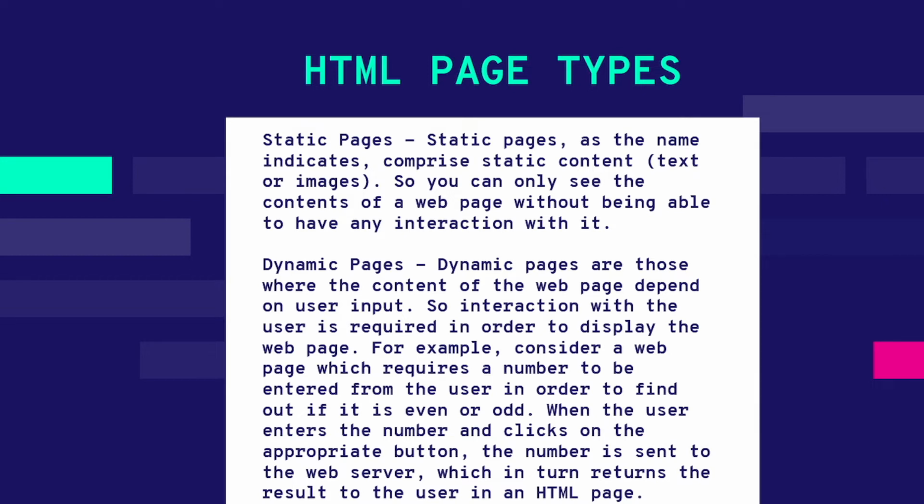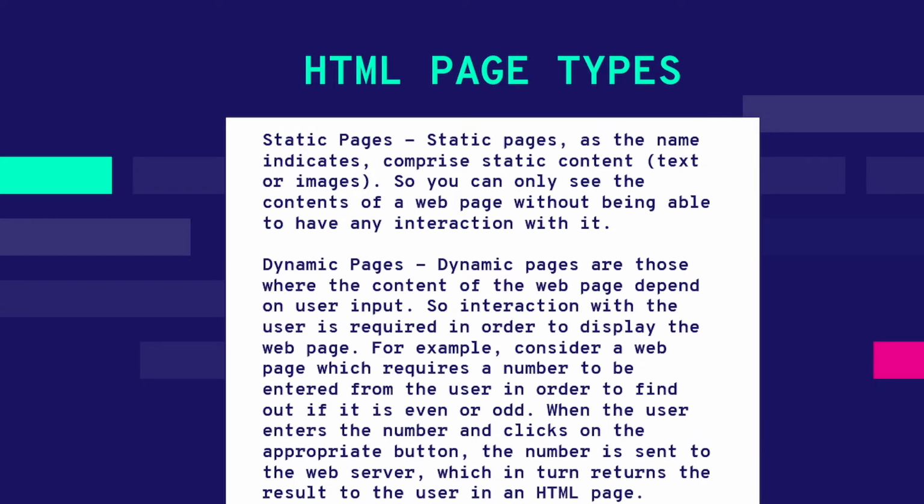That's why when the user enters the number and clicks on the appropriate button, the number is sent to the web browser or web server, which in turn returns the result to the user in an HTML page. So you can consider YouTube the best example for that. If you click on a video, then it goes to its server, fetches that video information, and then plays it. So this is a dynamic page which requires a server in the end, and it is dependent on your user input, then it plays something.